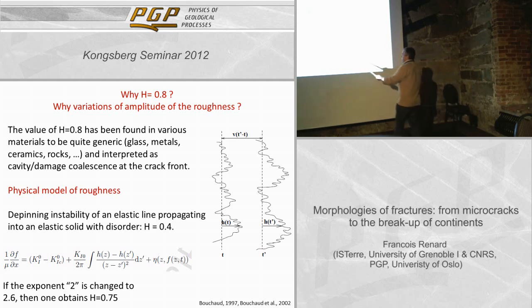The problem is that if you use this kind of model, you get an exponent which is close to 0.4. So we are far from 0.8, but if you start to change this interaction, saying, for example, that 2 points will interact, but in a bit weaker manner than elasticity, you can end up finding something close to 0.8.